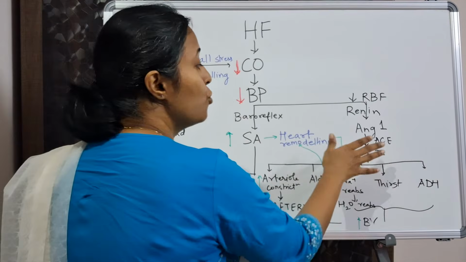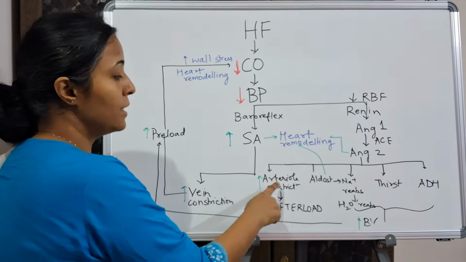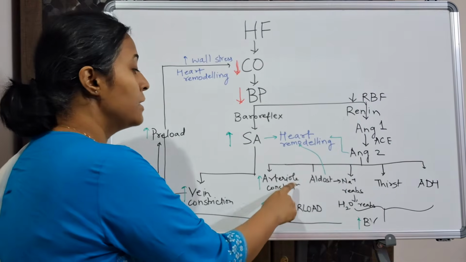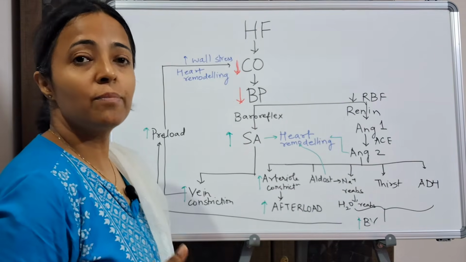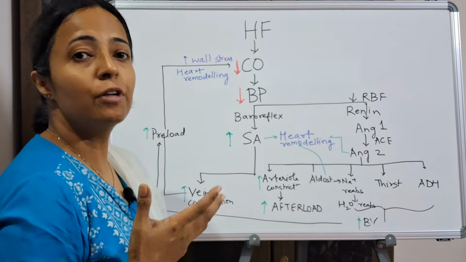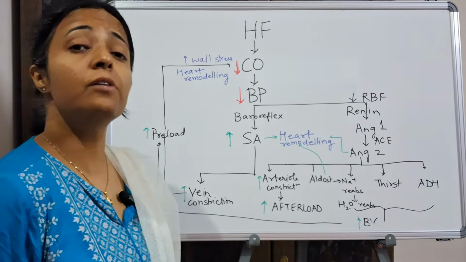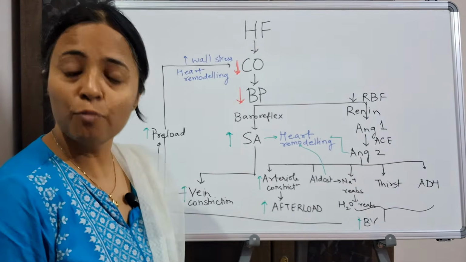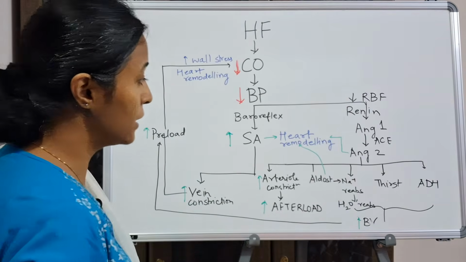This angiotensin 2 has a lot of actions. One is arterial constriction throughout the body. This arterial constriction basically increases the peripheral resistance. Whenever peripheral resistance increases, and peripheral resistance is also a determinant of blood pressure, the blood pressure is going to increase.